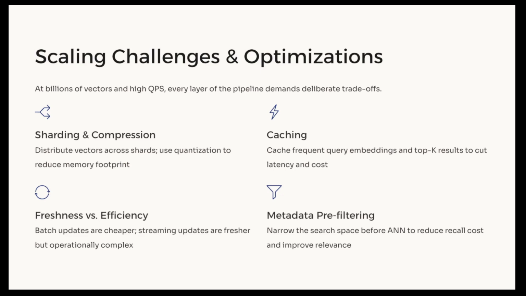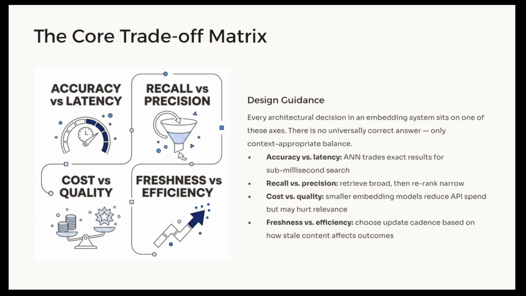Freshness is another important trade-off. Batch updates are cheaper, but less fresh. Streaming updates are fresher, but more expensive and complex. So the main trade-offs are accuracy versus latency, recall versus precision, cost versus quality, and freshness versus efficiency.